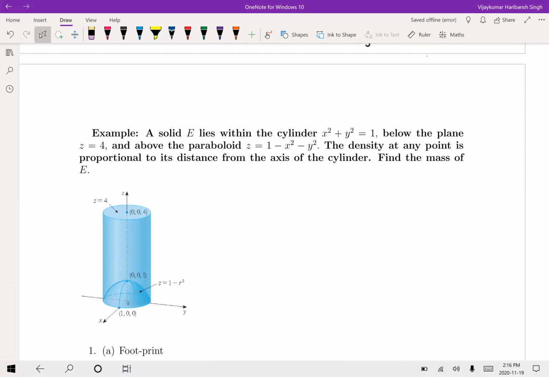In this example, we are given a solid that lies within a cylinder, x squared plus y squared equals 1. So this is your cylinder, x squared plus y squared equals 1.